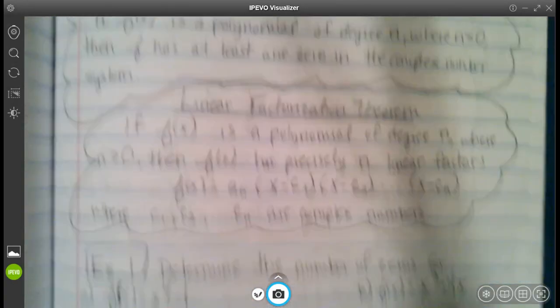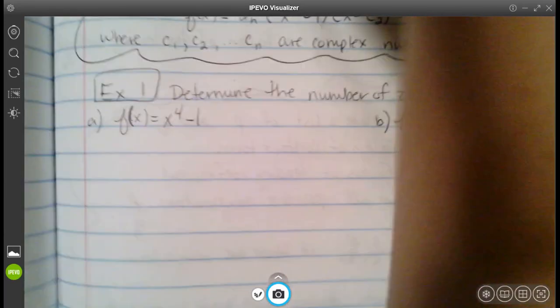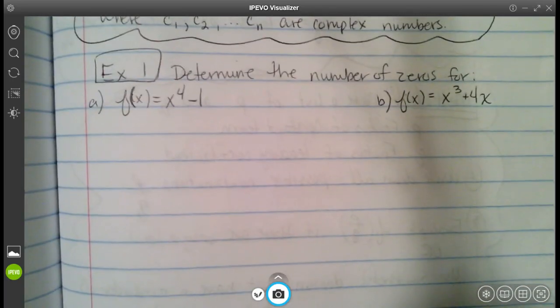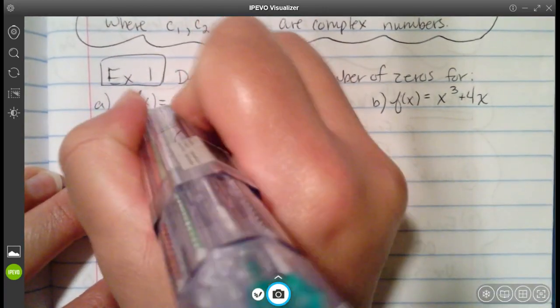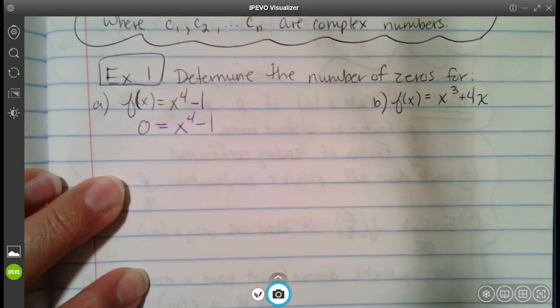Our first example is to determine the number of zeros for the following. We have two different functions going on here. We're going to go ahead and work on letter A first. We should know by now that when we're trying to find a zero, we will set our function equal to 0. So the first thing you want to do here is set this equal to 0. So 0 equals x to the fourth power minus 1.